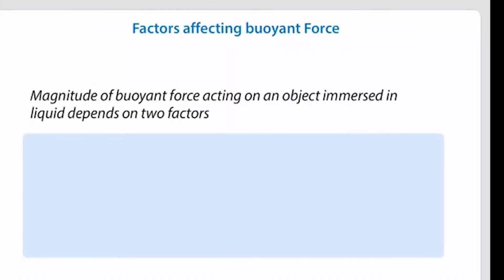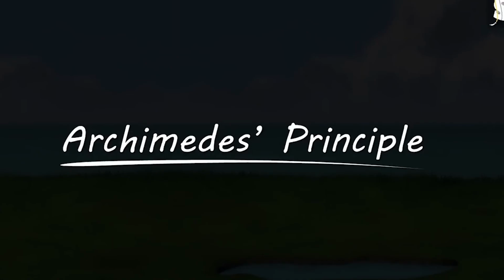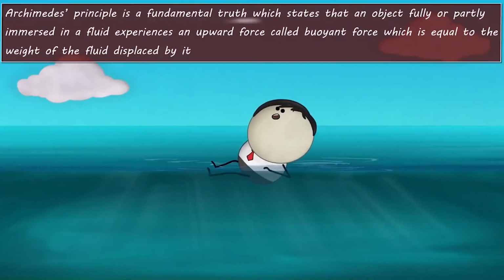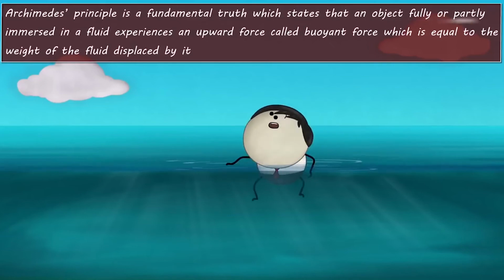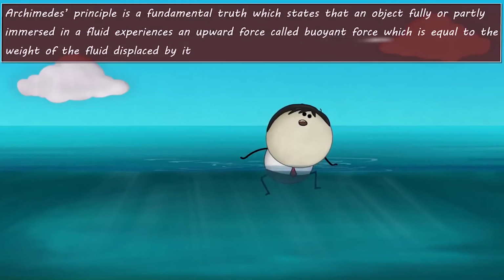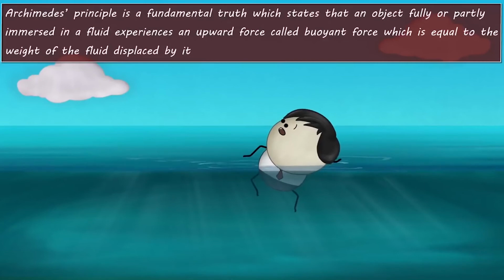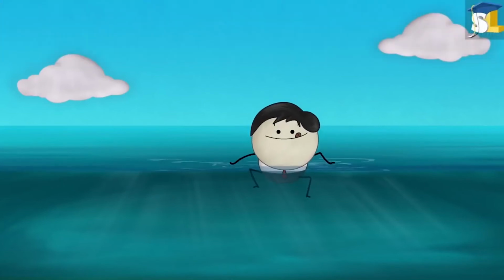Factors affecting buoyant force. Magnitude of buoyant force acting on an object immersed in liquid depends on two factors: density of the liquid and volume of the object immersed in the liquid. Archimedes principle. Archimedes principle is a fundamental truth which states that an object fully or partially immersed in a fluid experiences an upward force called buoyant force, which is equal to the weight of fluid displaced by it.